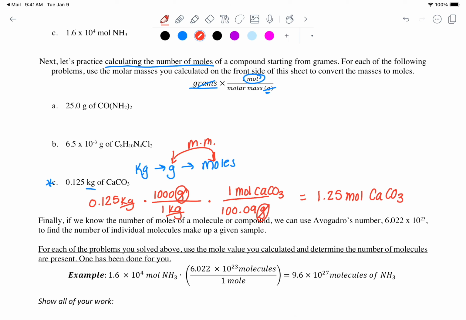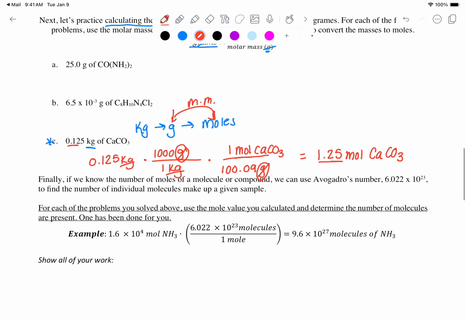Again, we have 3 sig figs in our original number, meaning our final answer needs to have 3 sig figs. We ignore our molar mass when we're looking at sig figs.